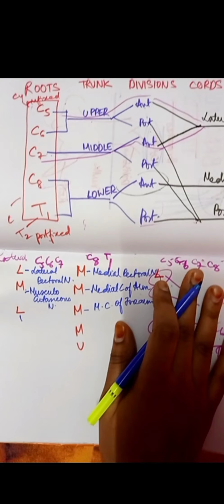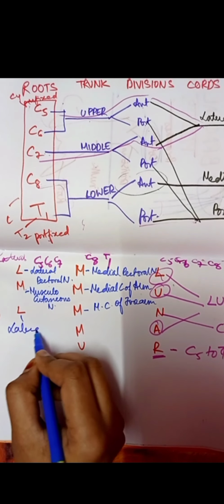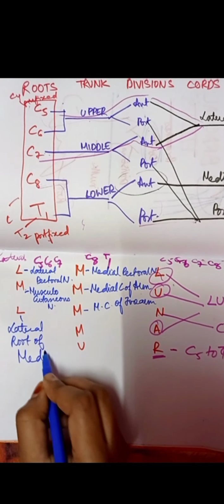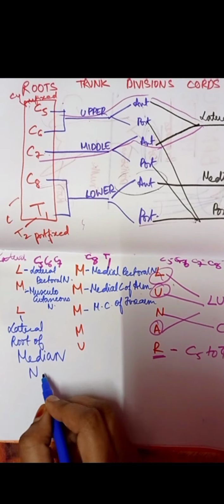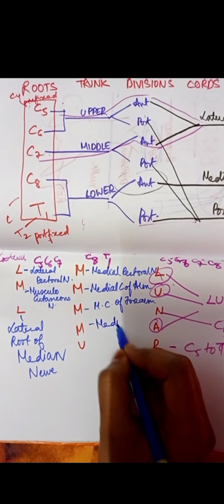Now L. The last L will stand for the lateral root of median nerve. So this M will stand for medial root of median nerve.